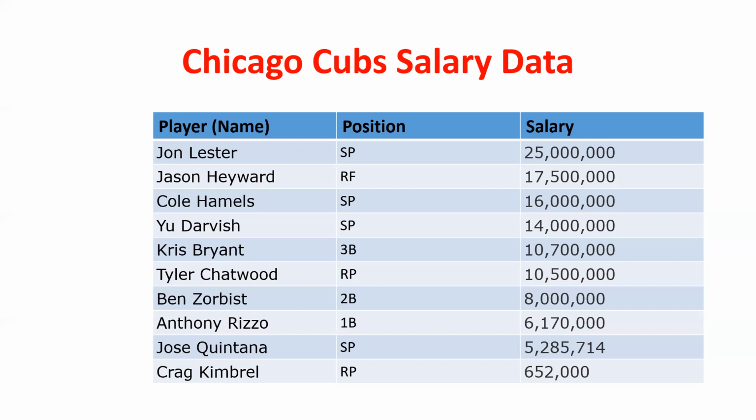And what I've got really are player names, positions, and salaries. This very well could be a company. Could be 10 different employees, what their position at the company was, and then what their salaries are. I just didn't want to make up a bunch of names and a bunch of salaries, right? I just went out and grabbed some actual data.